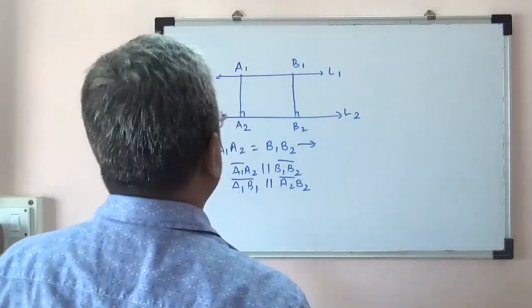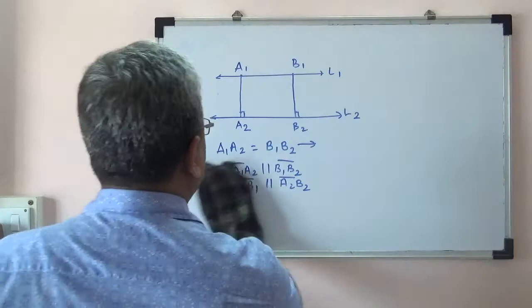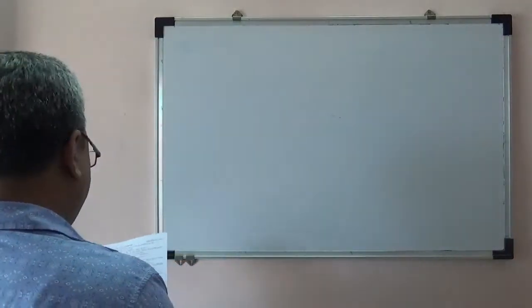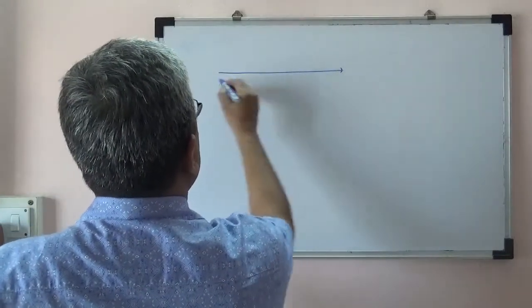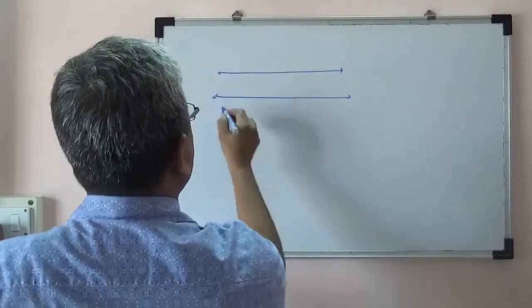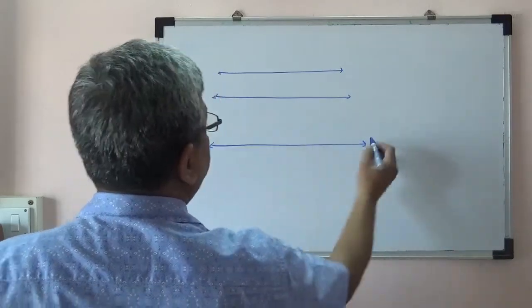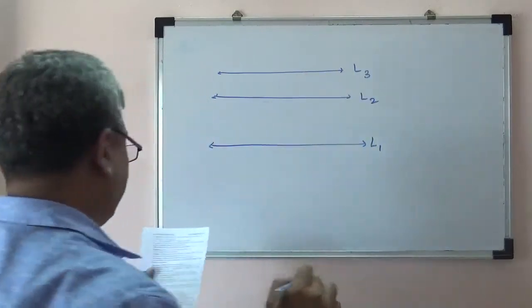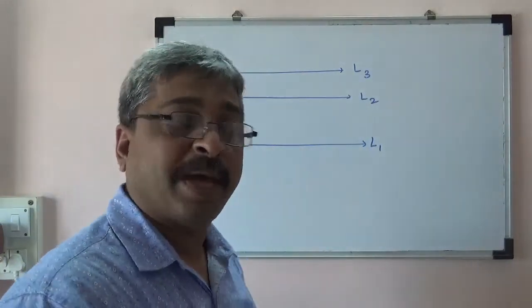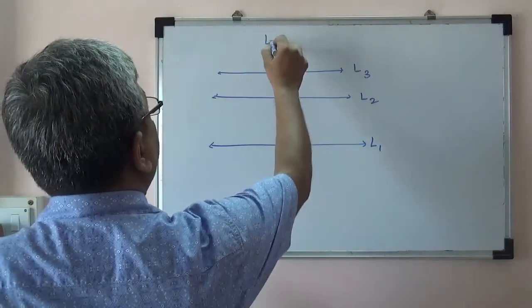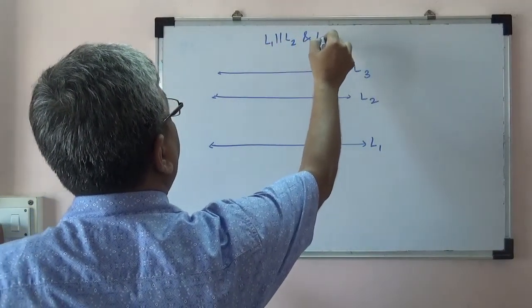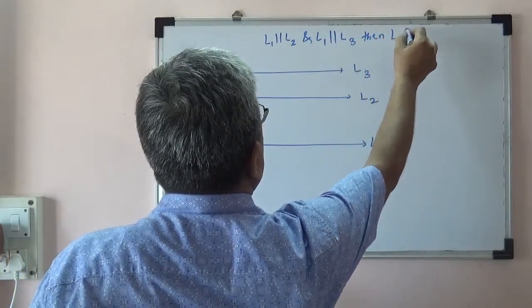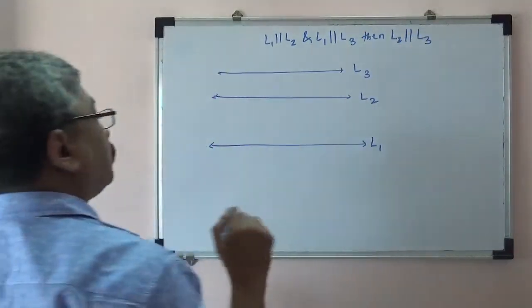The second theorem talks about three parallel lines. L1 is parallel to L2 and L1 is also parallel to L3. There are two or three different cases, but let us consider one. If L1 is parallel to L2 and L1 is parallel to L3, then L2 is parallel to L3. That is what we are supposed to prove.